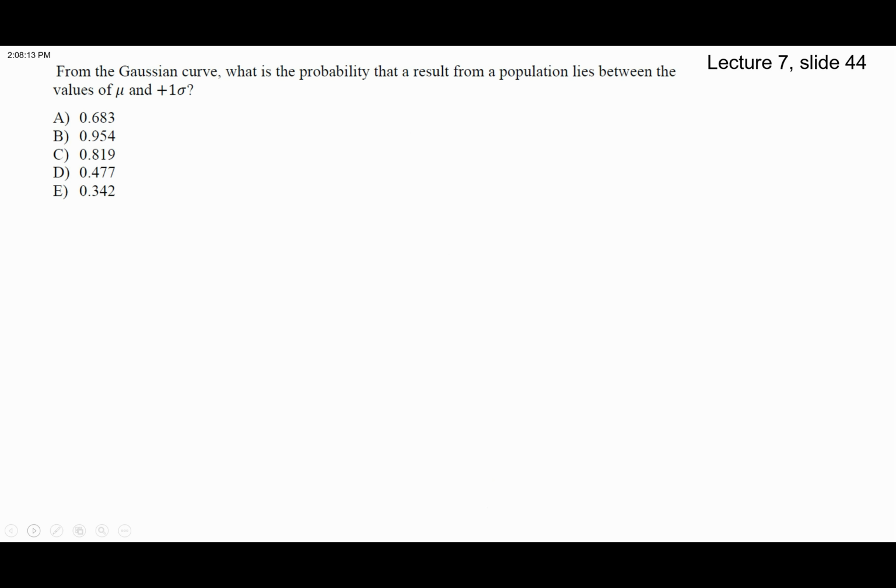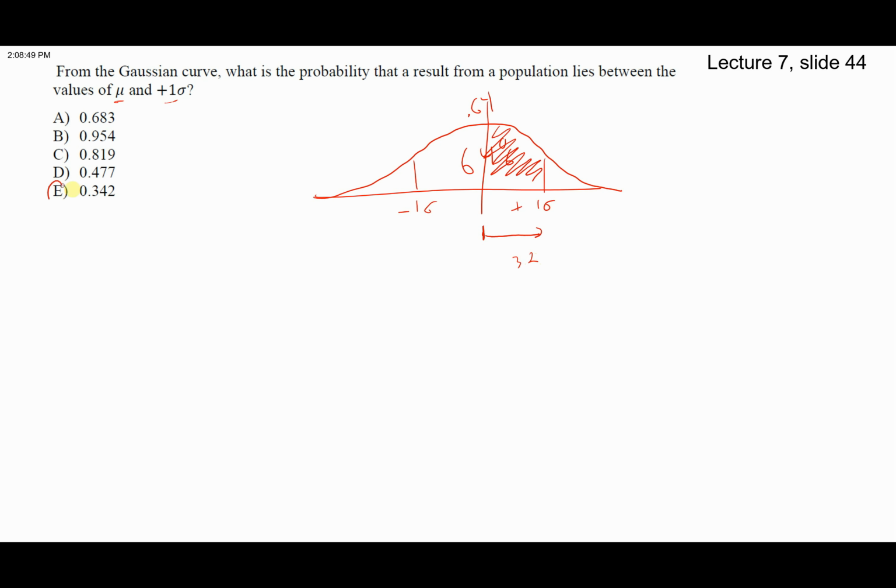So from the Gaussian curve, what is the probability that a result from a population lies between the value of mu and 1 sigma? Well, let's do our curve, right? So if we're between plus 1 sigma and minus 1 sigma, right? This area would be 64% or 0.64, right? But it's not asking this. It's asking for mu to plus 1 sigma. So just this half of 64%, which would be basically 32%, in which case the answer here is E.